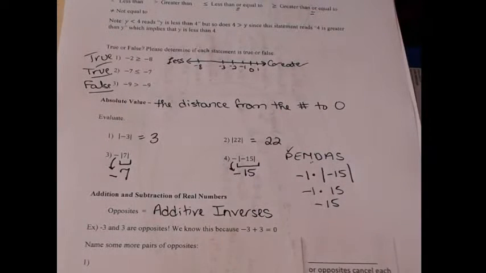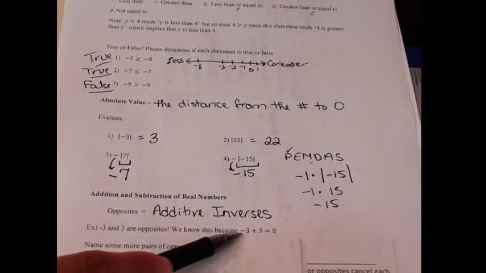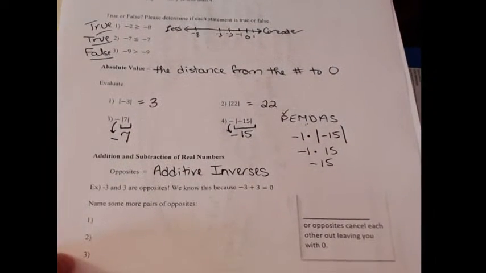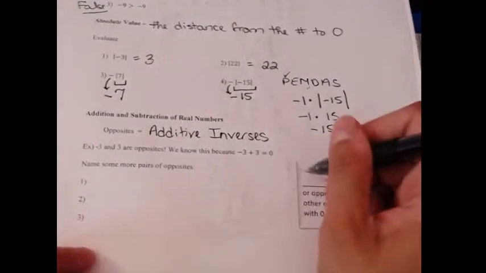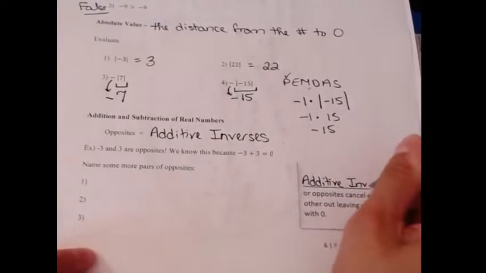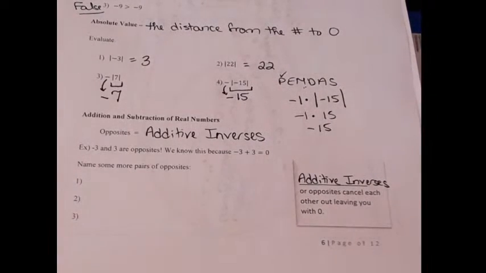So for example, negative 3 and 3 are opposites. We know this because negative 3 plus 3 results in 0. Interesting, right? So opposites essentially cancel each other out. That's going to be really important. Opposites cancel each other out. That's why I left the little point of information on the side here in this cool box. So let's fill in the blank. Additive inverses or opposites cancel each other out. And it leaves you with a 0, right? Think about adding or subtracting and leaving you with a 0.